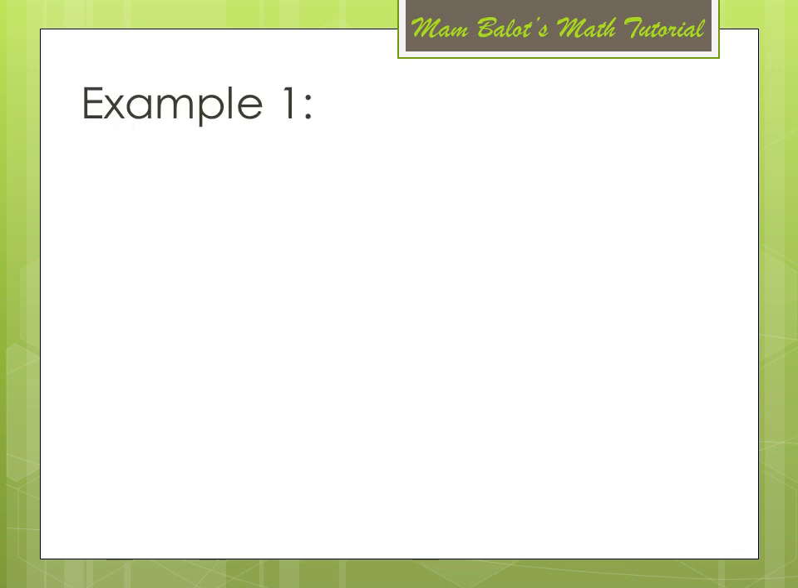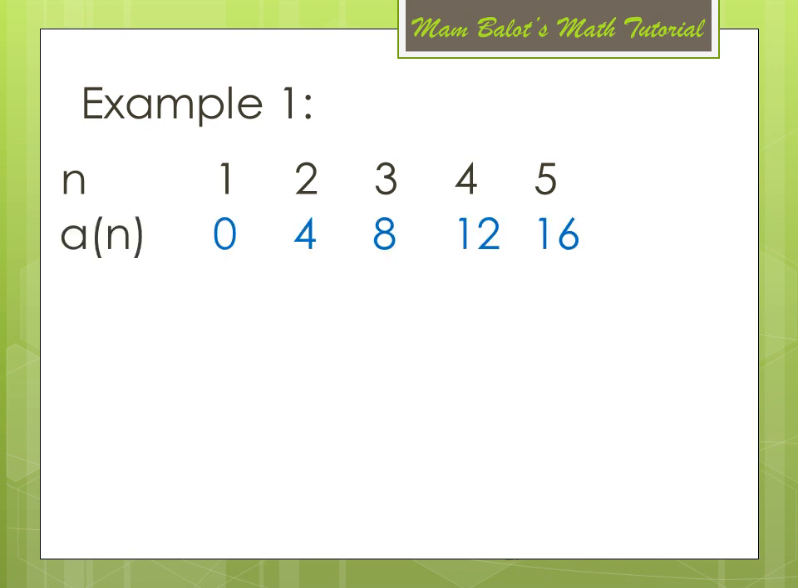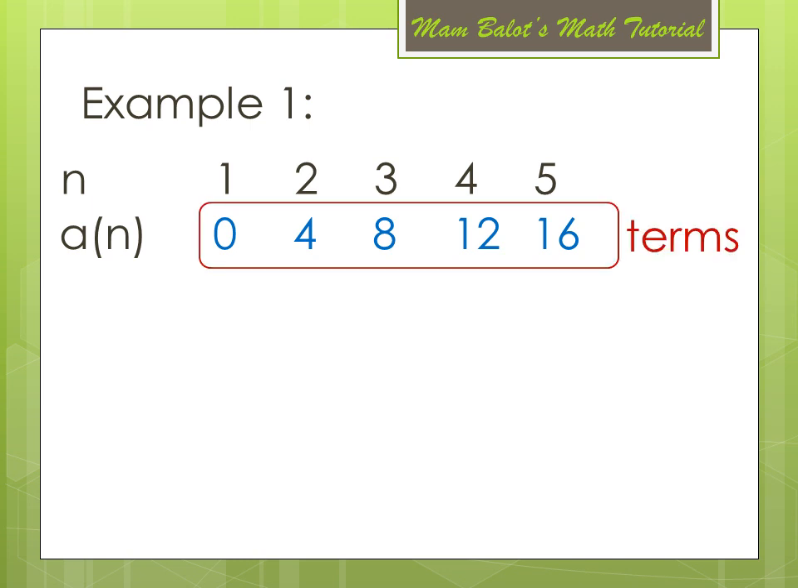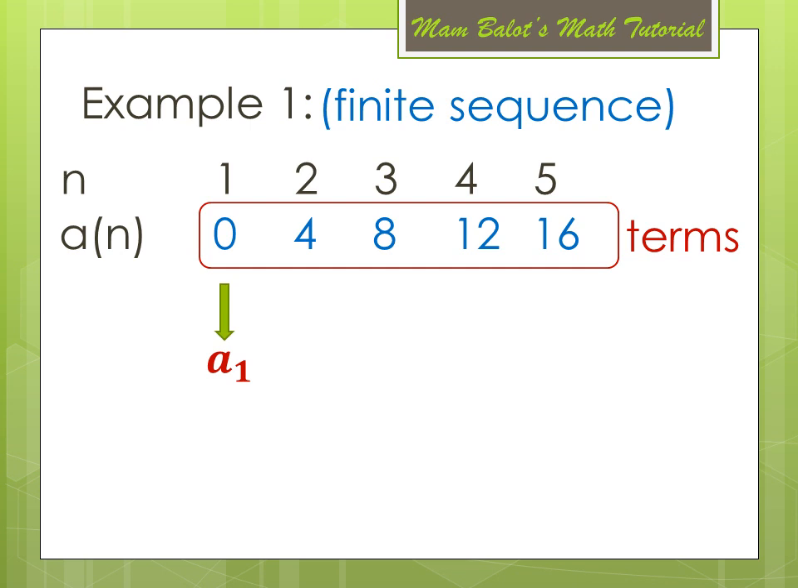Let's have example number 1. So we have here n from 1 up to 5, and then a sub n, 0, 4, 8, 12, and 16. So observe that these 0, 4, 8, 12, and 16 are what we call terms in our sequence. Since we have 5 terms, this example is a finite sequence. And the terms are represented by a sub n. So 0 is represented by a sub 1, or what we call the first term. 4 is a sub 2, or the second term. 8 is the third term. 12 is the fourth term, and 16 is the fifth term.